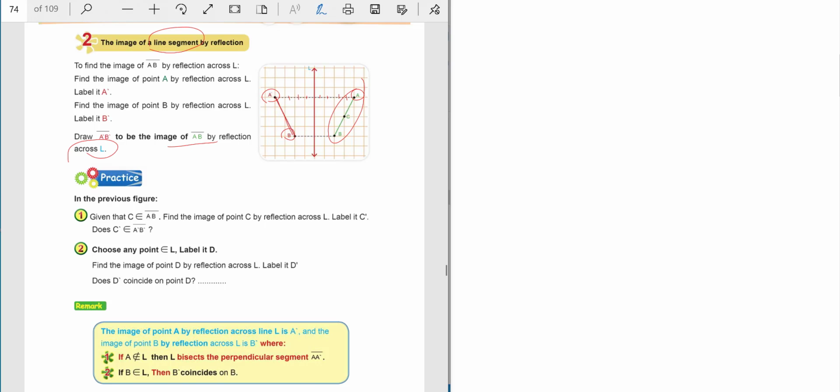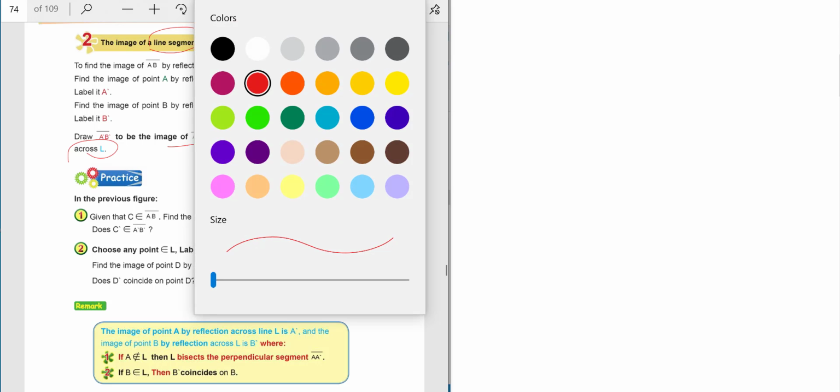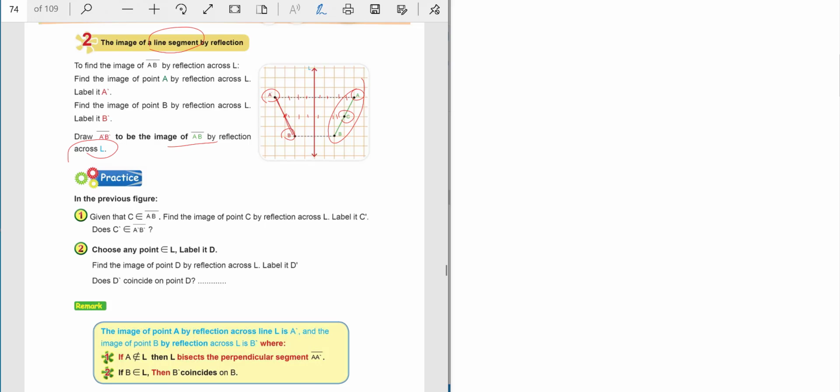We need to find the image of point C. So 1, 2, 3. This point C dash belongs also to A dash B dash, because C belongs to A B, so the image of C belongs also to A dash B dash.